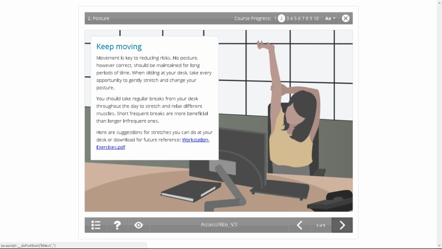Movement is key to reducing risks. No posture, however correct, should be maintained for long periods of time. When sitting at your desk, take every opportunity to gently stretch and change your posture. You should take regular breaks from your desk throughout the day to stretch and relax different muscles. Short, frequent breaks are more beneficial than longer, infrequent ones. Here are suggestions for stretches that you can do at your desk or download for future reference.